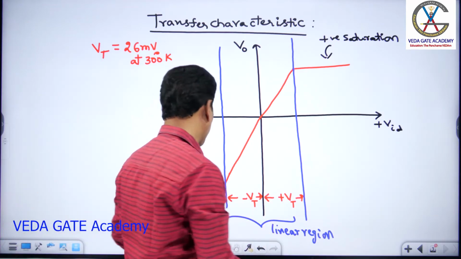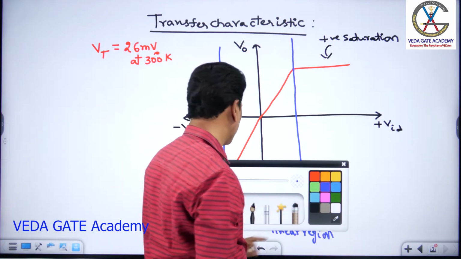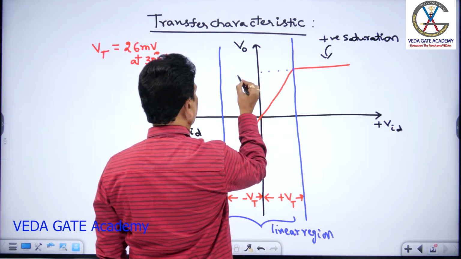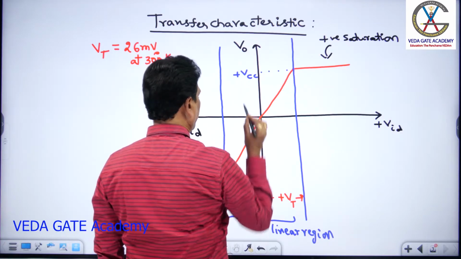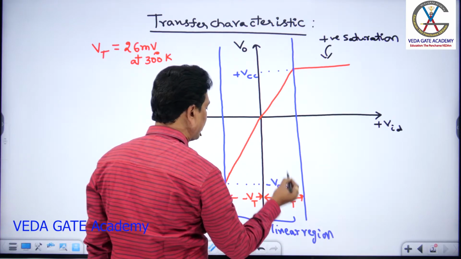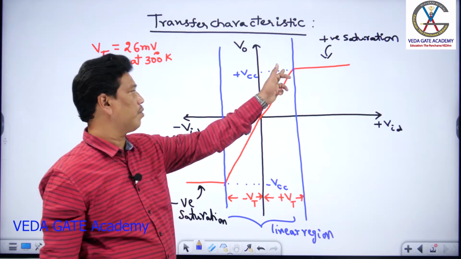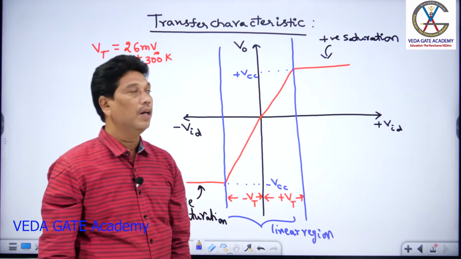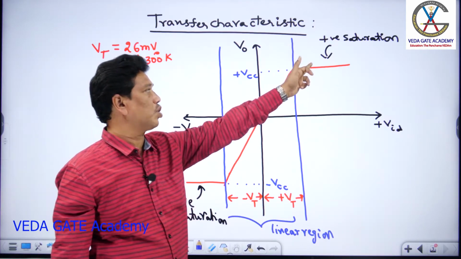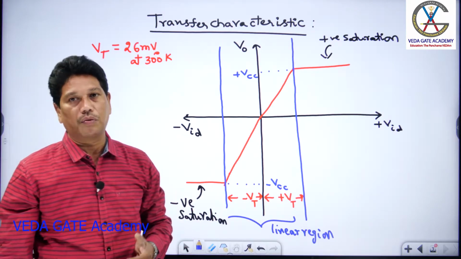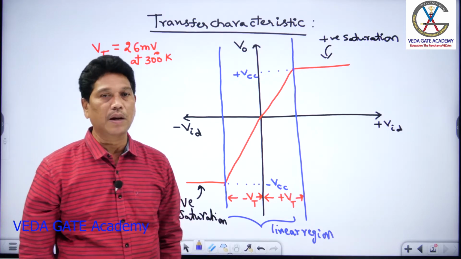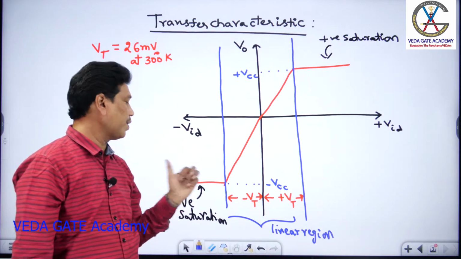What is positive saturation? As I told in the symbol, these are the saturation voltages. Positive saturation is plus VCC, and negative saturation is minus VCC. So any amplification should happen within the scale of plus VCC to minus VCC. You don't expect amplification above positive saturation or below negative saturation. In saturation mode, the op-amp is used as a switching element. The applications include comparator, Schmitt trigger, multivibrators, astable and monostable. These applications are identified in the saturation mode.